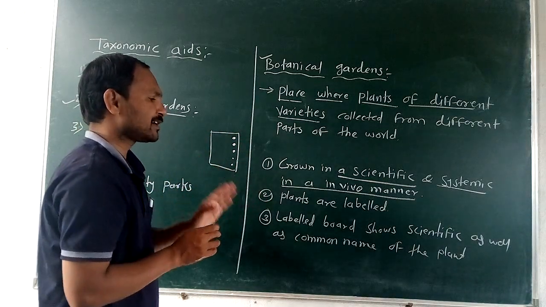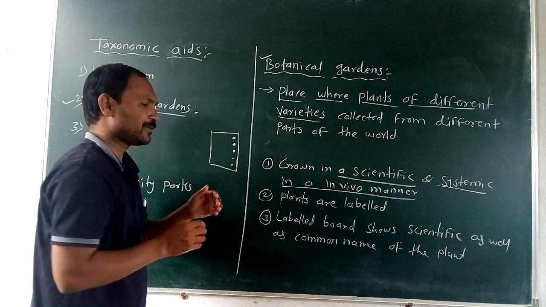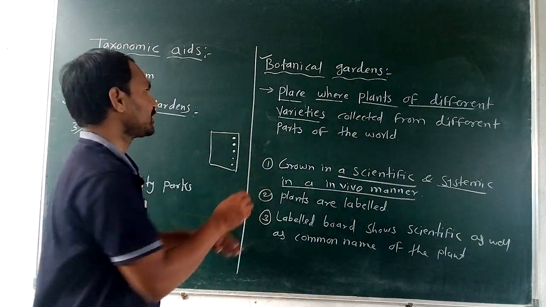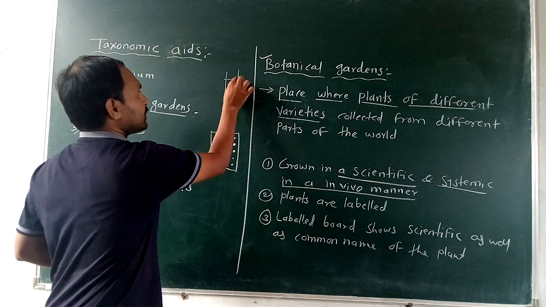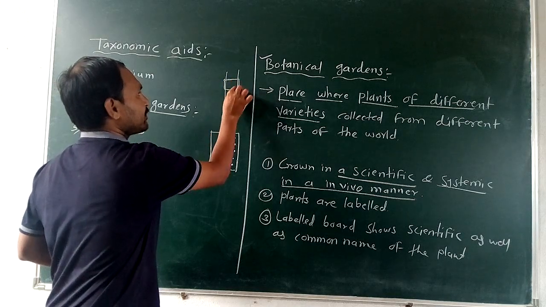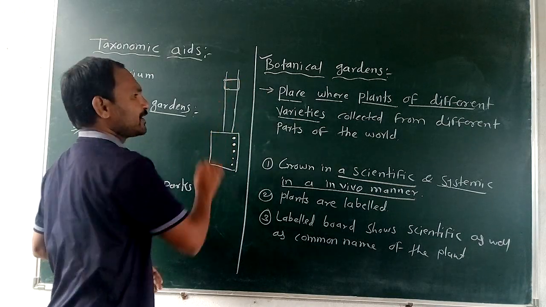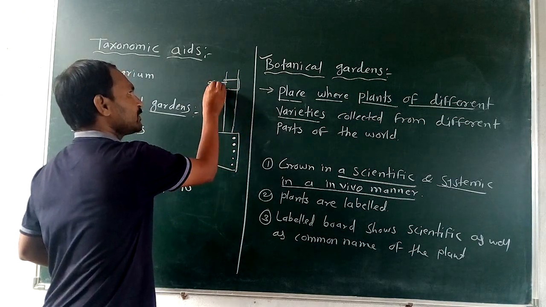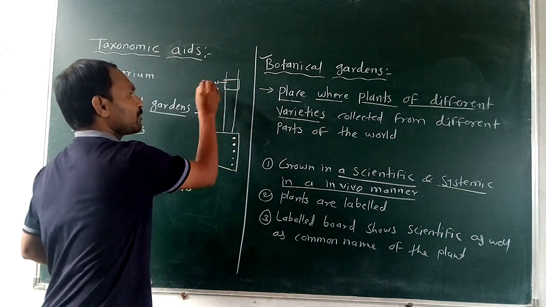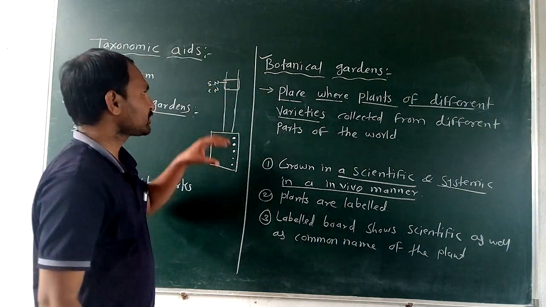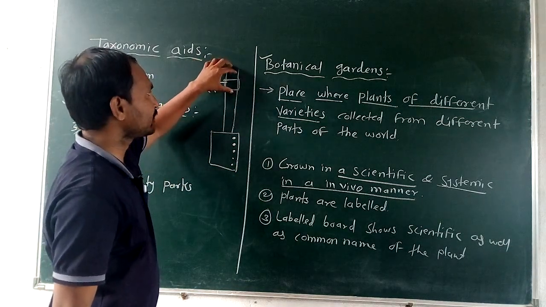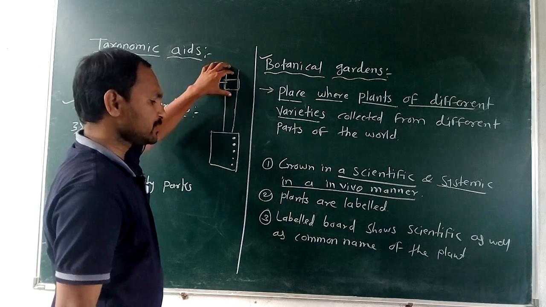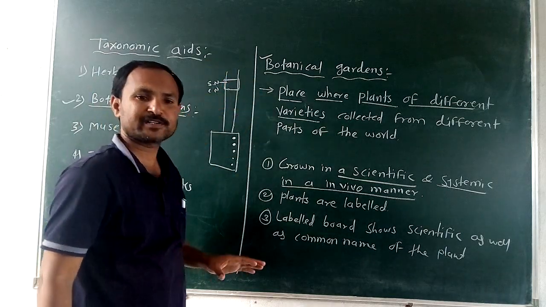Now plants are labeled. Labeling means giving a name to the plants. This is the stem of any plant. On that stem there is a plate that we call the name plate of that plant. In that there is a scientific name of the plant and the common name of the plant. Both names are put on this plate and that plate is hung on this stem. That is the way to develop a botanical garden.